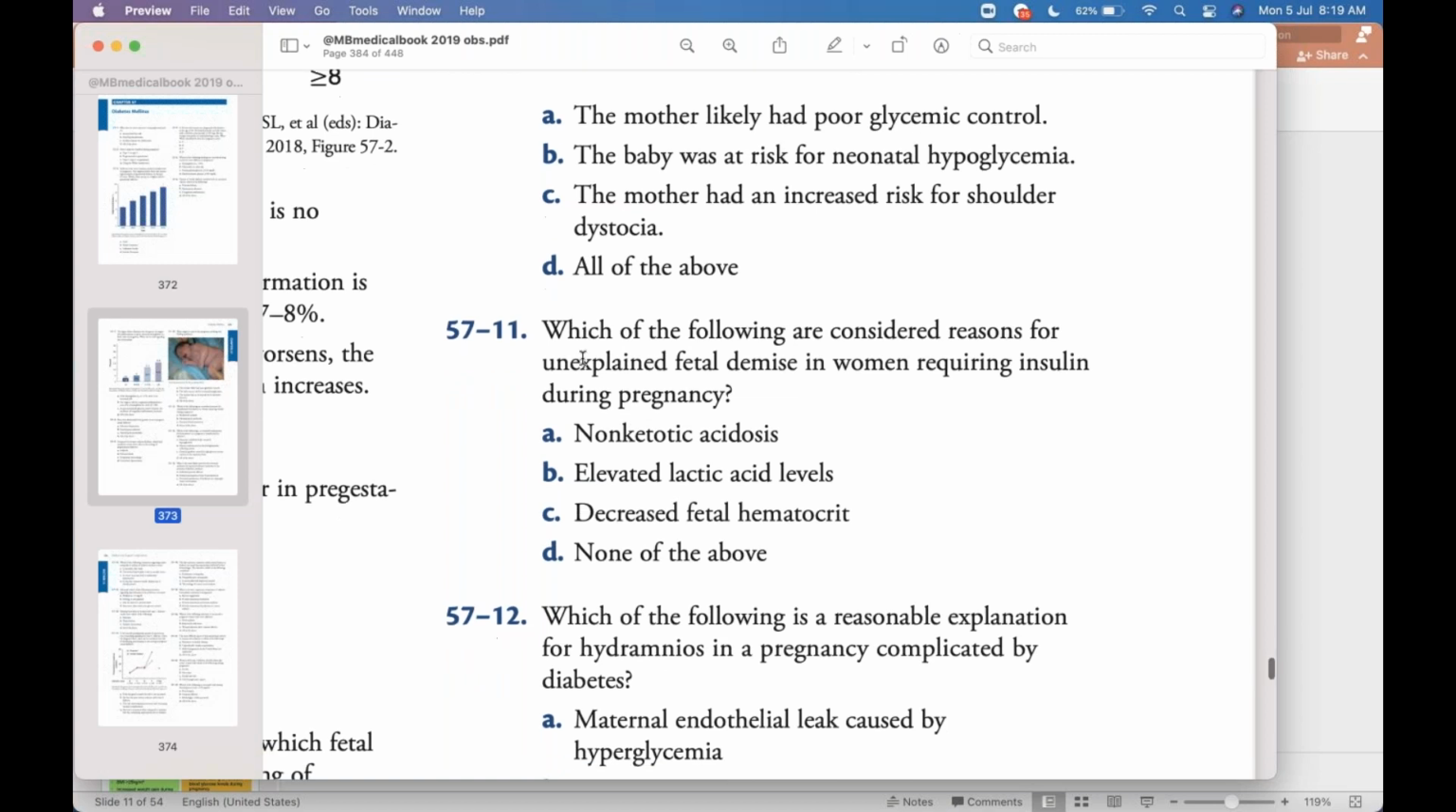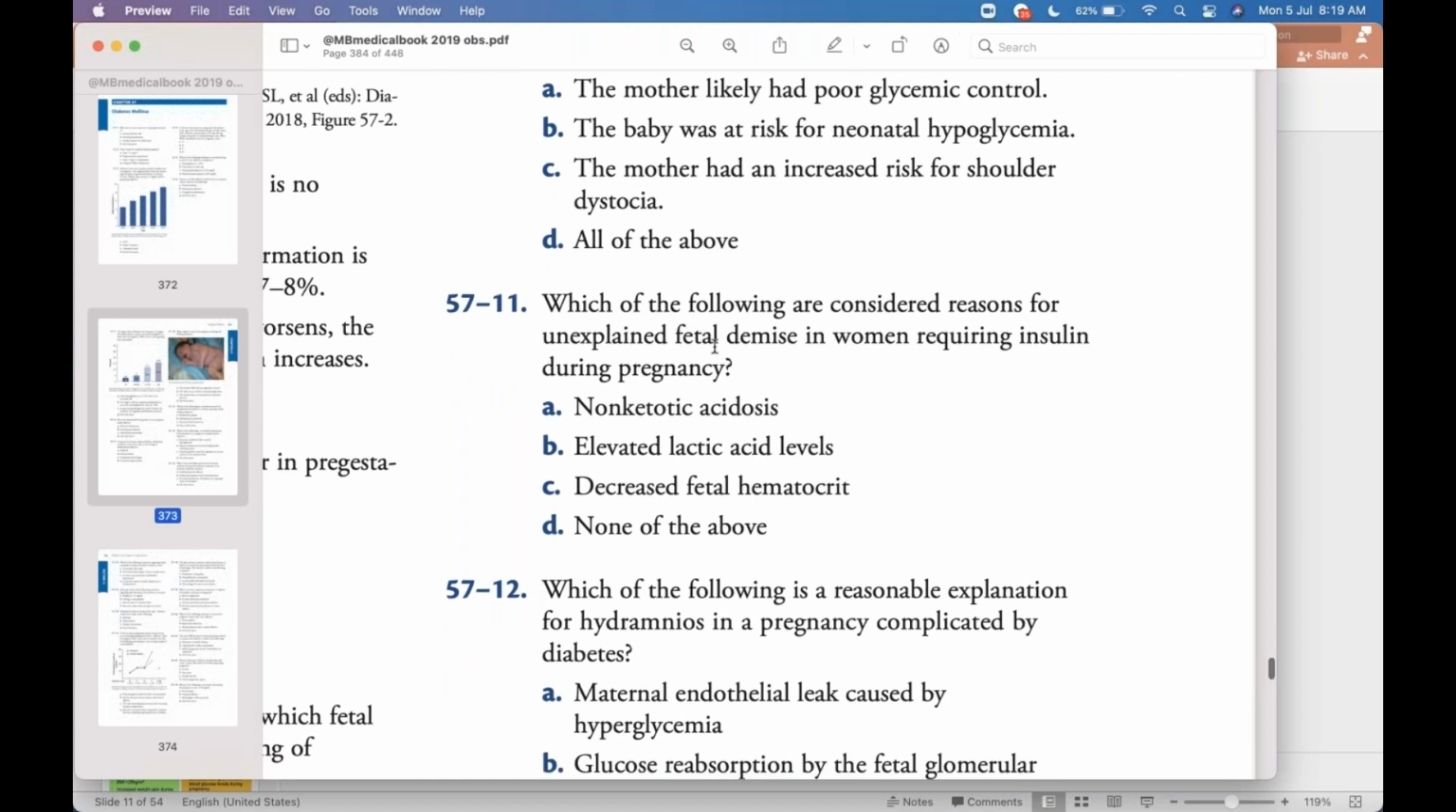Now this question, read this question. Which of the following are considered reasons for unexplained fetal demise? This is a very important question that they will ask you in women requiring insulin in pregnancy. I have told this question to you.